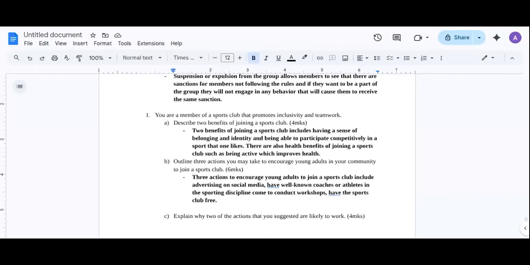As you said, Brian Lara. Brian Lara is one of the best cricketers we know. So with Brian Lara coming and speaking at a forum, it will encourage people to want to play because young persons will want to be like Brian Lara. Excellent. Good. And the last one, the sports club being free.